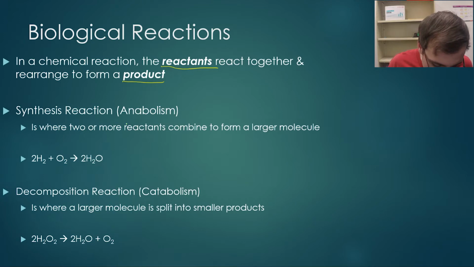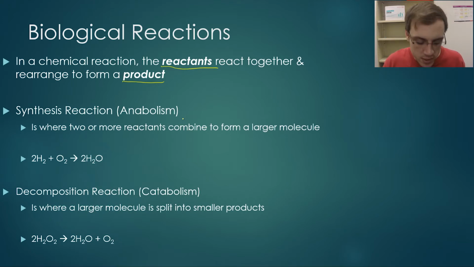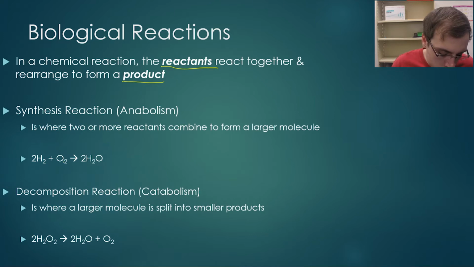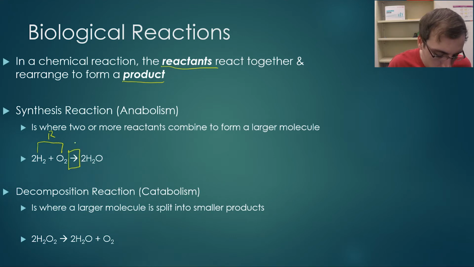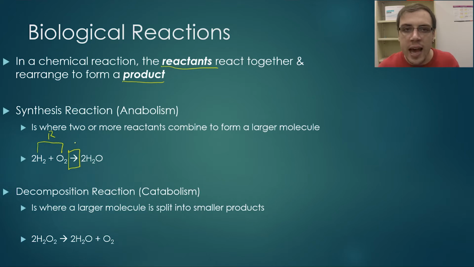So if we have a look at a synthesis reaction or anabolism, this means to build, to construct. So if we have a look at 2H2 and O2, these two here are our reactants. So I'll just draw an R to represent reactants. Now, as the hydrogens and the oxygens react, that is signified by this arrow. So think of the arrow as something is happening.